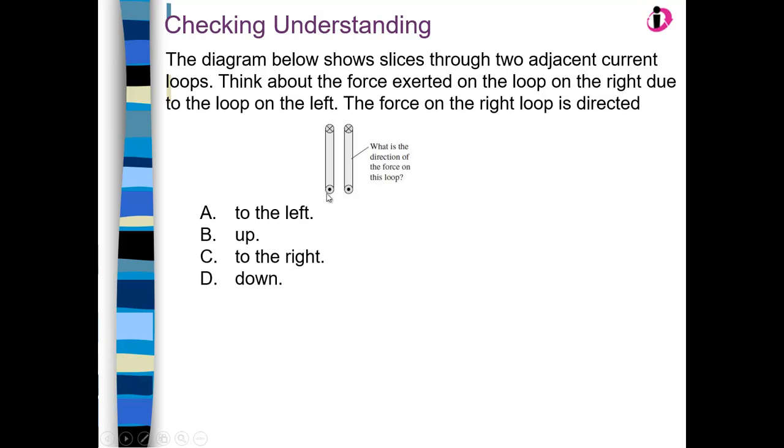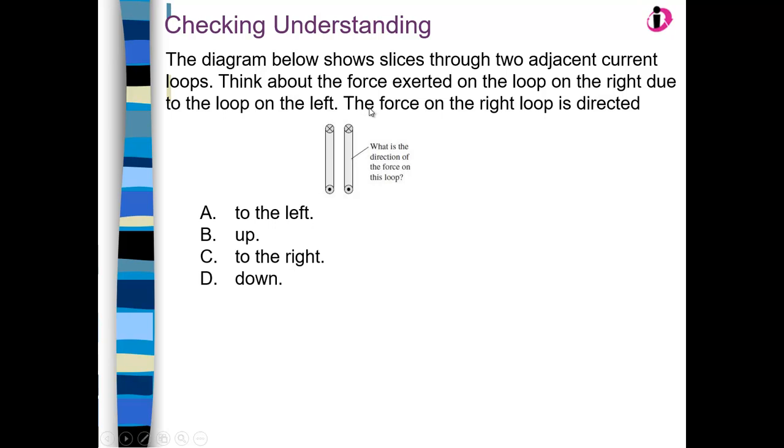So let's say we switch this around. We have two adjacent current loops, and they're going to exert force on each other. And think about the force that's exerted on the loop to the right, that's this loop, due to the loop on the left.